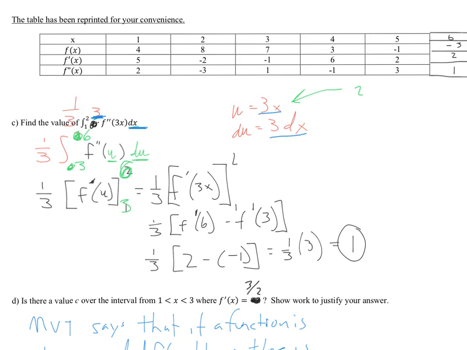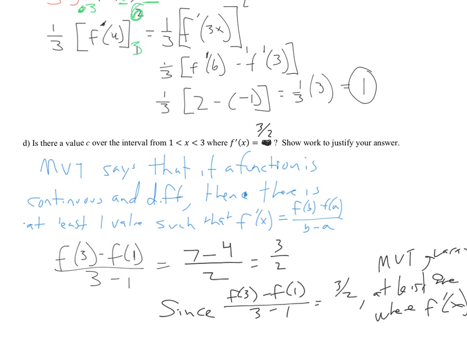I have to convert back to x because all my answers are in terms of, well, I guess I wouldn't have to because I'd have f prime of 6 minus f prime of 3. Either way, you get f prime of 6 minus f prime of 3. That would be 2 minus negative 1, which is positive 3, and 1/3 of 3 is 1. So all that work just to get us an answer of 1.